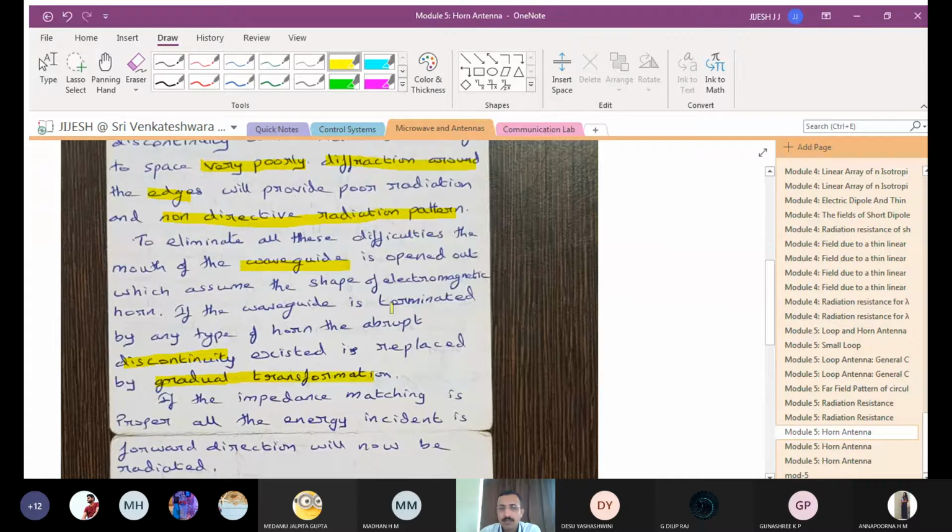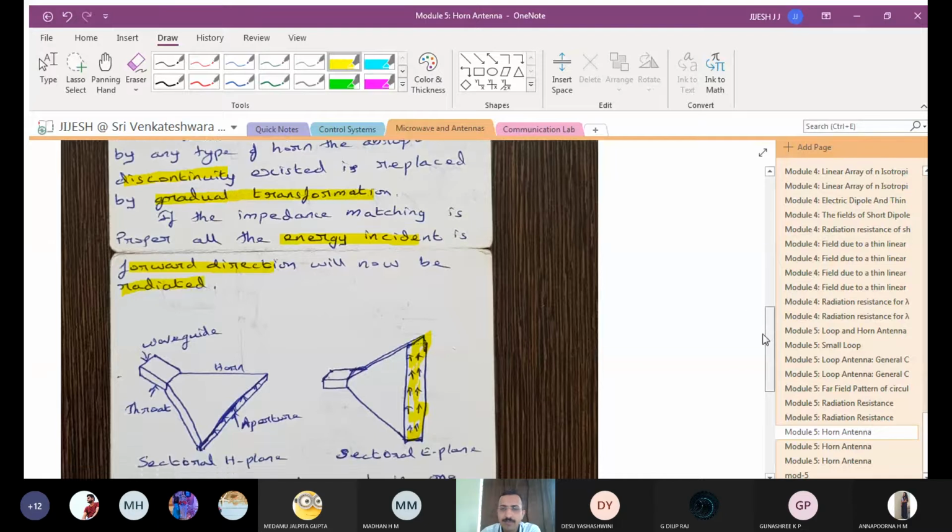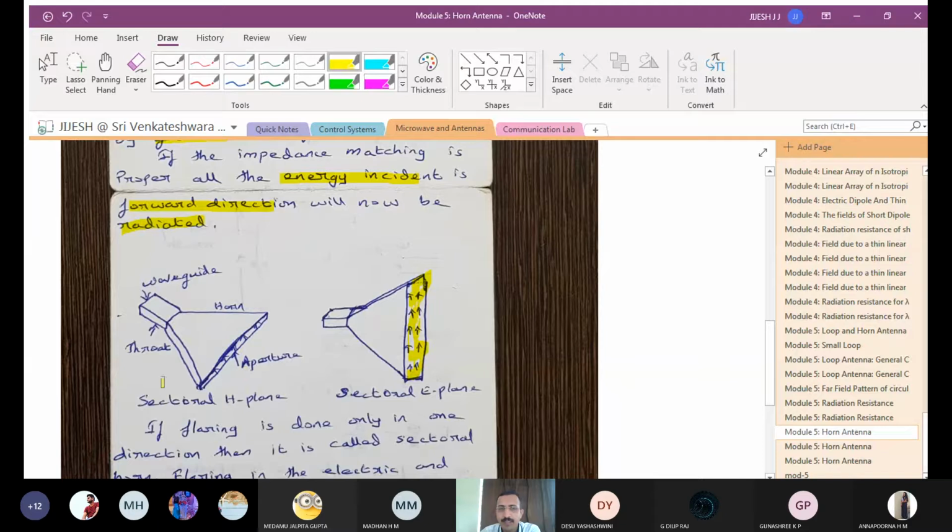If the impedance matching is proper, all the energy incident in the forward direction will now be radiated. There are two different types of horn antenna: the sectoral H-plane horn antenna and the E-plane horn antenna.